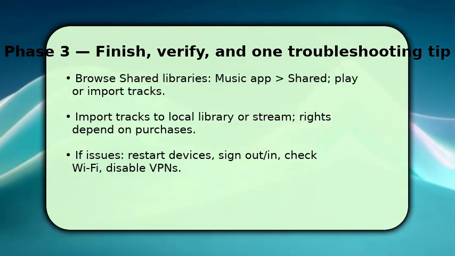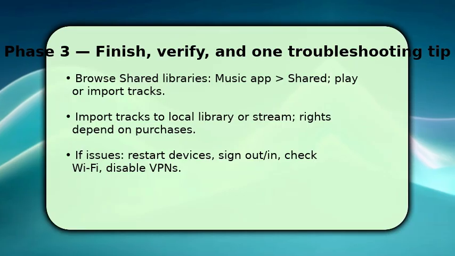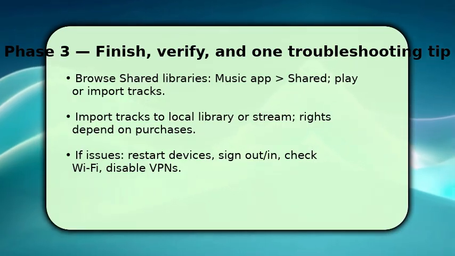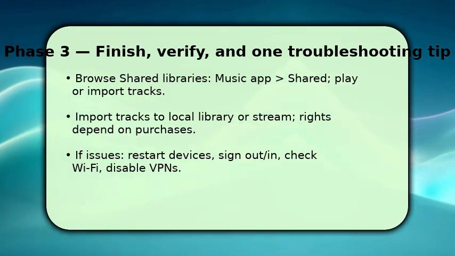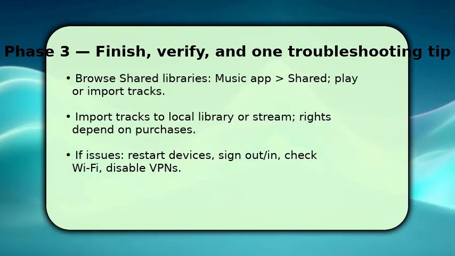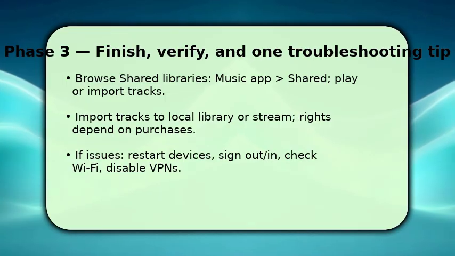If something goes wrong, restart the devices and routers, sign out and back into home sharing, and make sure all devices are on the same Wi-Fi and not blocked by a VPN. That single troubleshooting step resolves most problems.